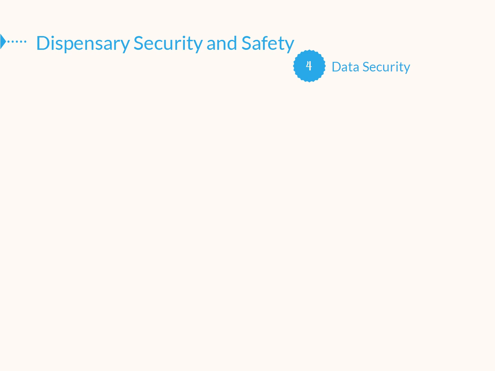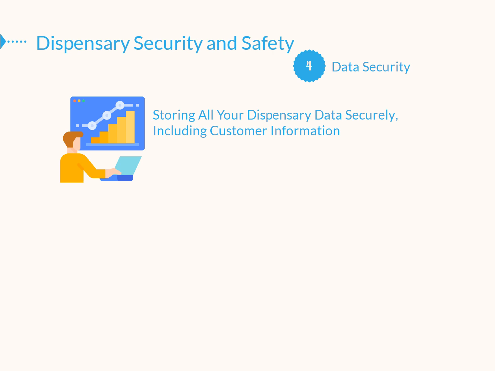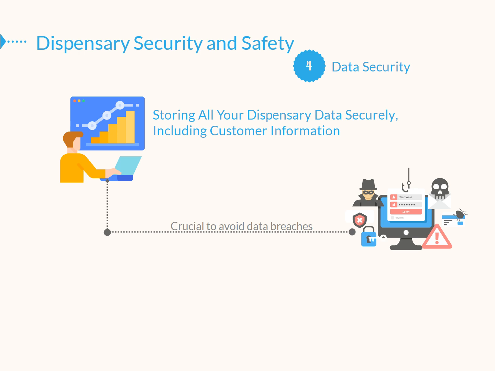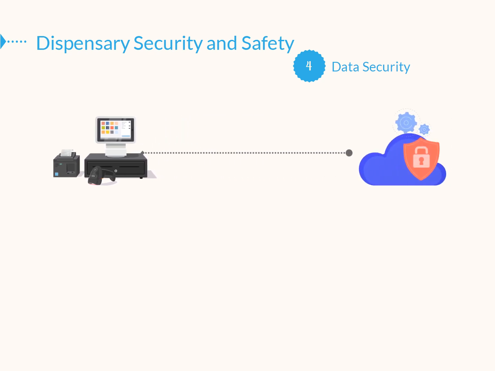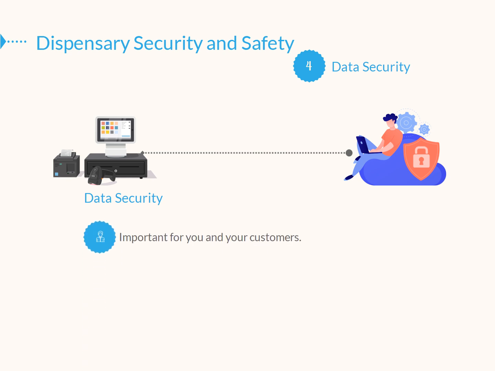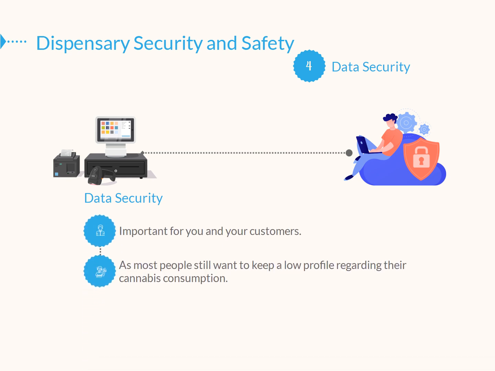4. Data security. As we now live in a very digital world, storing all your dispensary data securely, including customer information, is not only crucial to avoid data breaches, but also generally mandated by law. When choosing a cannabis POS solution, ensure that the company has a secure cloud infrastructure and industry experience to protect your data. Data security is not just important for you, but also your customers, as most people still want to keep a low profile regarding their cannabis consumption, especially because it's still illegal under federal law.